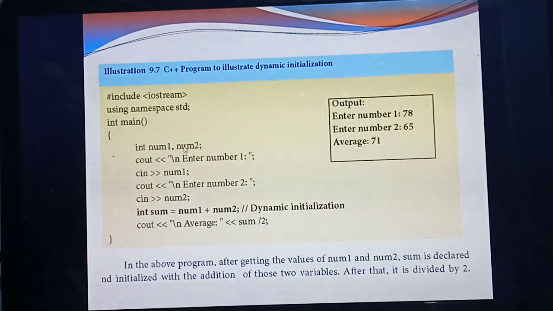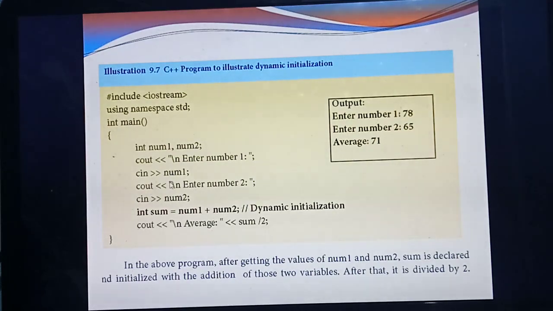To display in the output screen, which statement should you give? cout. So cout, enter number 1. The user will enter the number in the output screen. Understood? So here you are getting the number, so for that you should give input. Then only the program will accept the number. Which statement should you give? cin. For number 1, which variable? num1. You should call the variable num1.